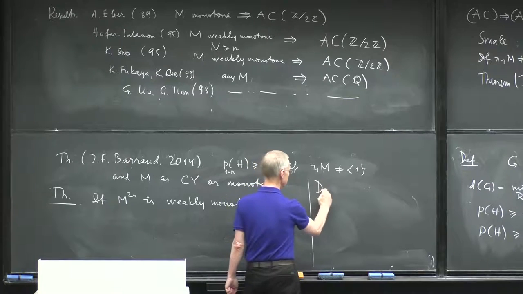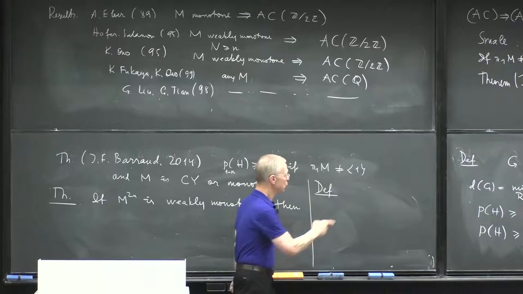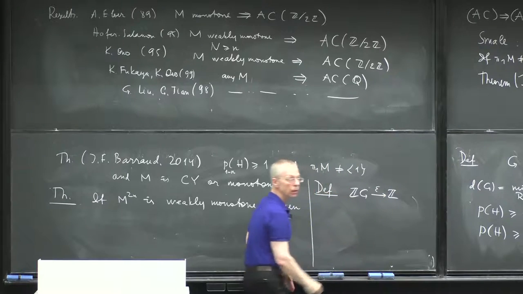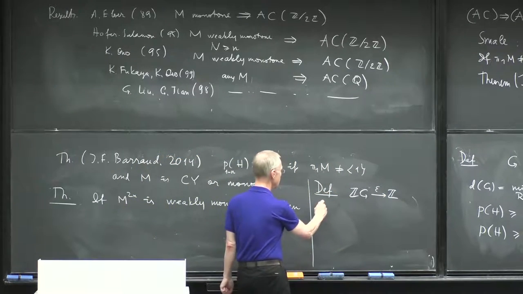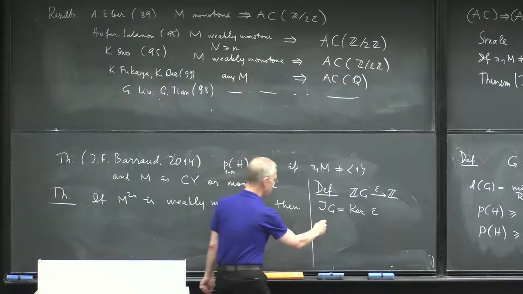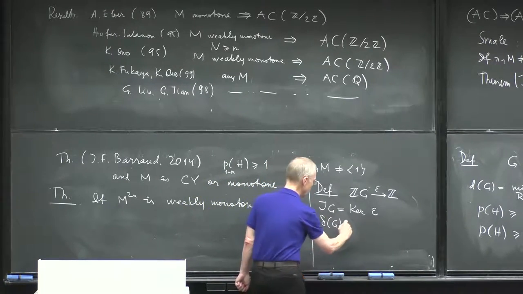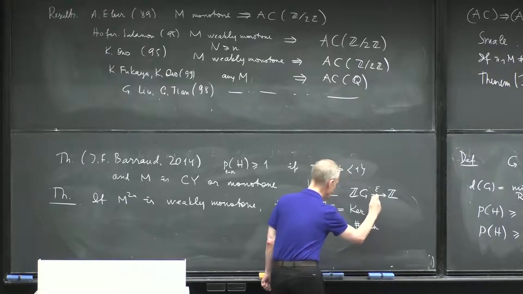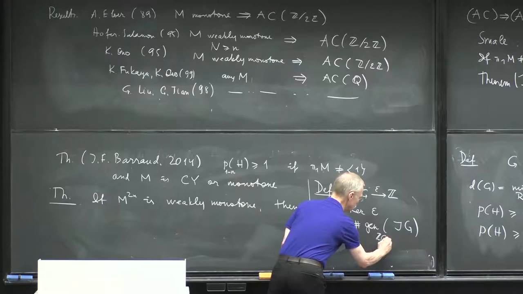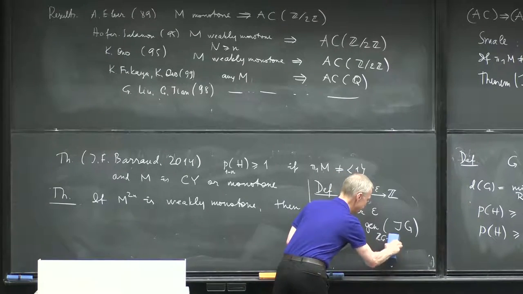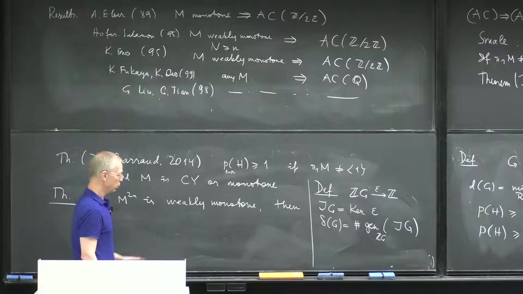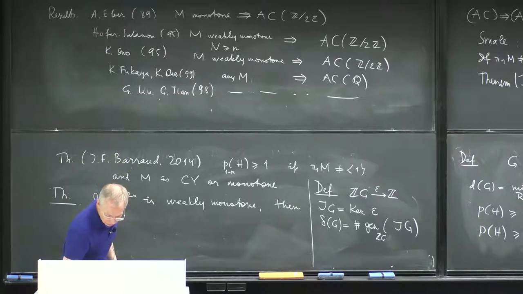I need one more definition, sorry. So d of G, I said what this is. Take a group ring, take the augmentation homomorphism. I will denote by J of G the kernel of epsilon, and by delta of G the minimal number of generators of J of G as a module over the group ring. So this is a very nice invariant. A little bit later, I will say how it behaves. So now I can really state the theorem.